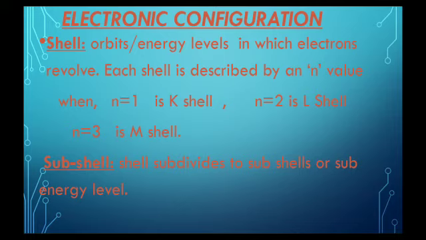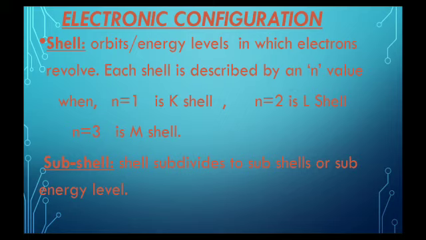Now they revolve around the nucleus in fixed orbits or energy levels, and these are called the shells. Each shell has a specific energy and the electrons with that energy revolve in that specific shell. We have named the shells the K shell, L shell, M shell, and so on. Now the first shell is called the K shell.